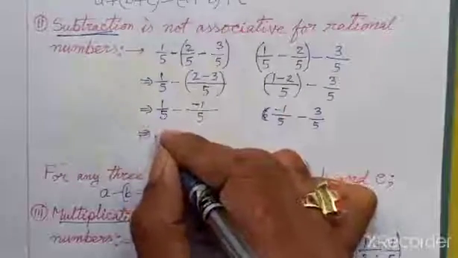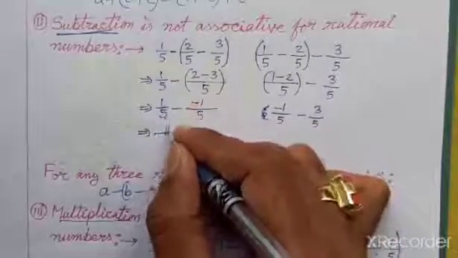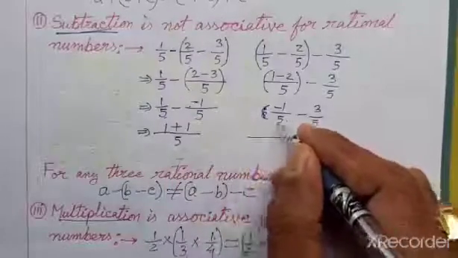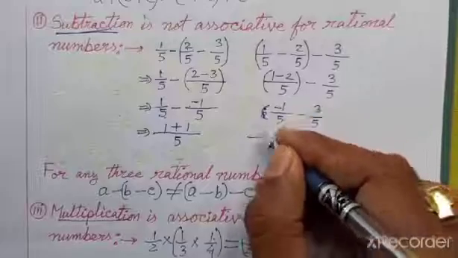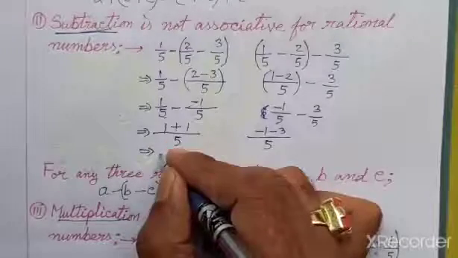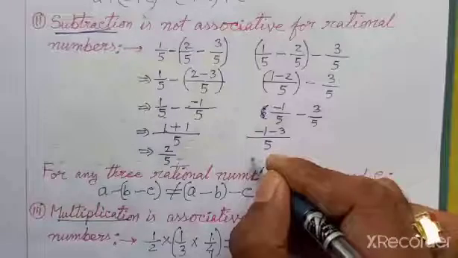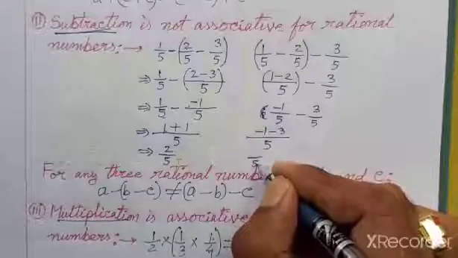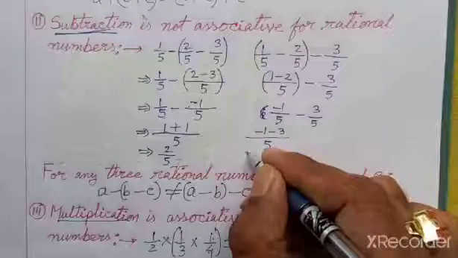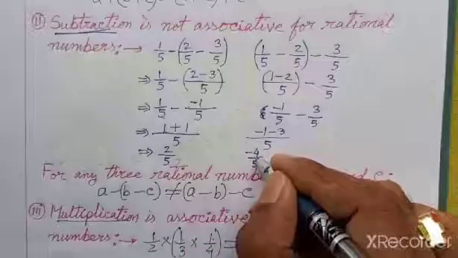Next, 5 and 5 are taking LCM, then we are getting 5. 1 minus and minus are multiplied, then plus. Next is 1. 5 and 5 are taking LCM, then 5 minus 1 minus 3. 1 plus 1 is 2, 2 by 5, and here in this case 5 in the denominator, minus 1 minus 3. The signs are the same, so we have to add together, and we are getting minus 4. This is 2/5, and the second number is minus 4/5.